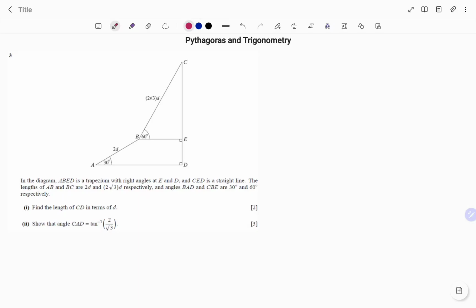In this video, I'm going to show you how to apply the Pythagoras theorem and the trigonometric ratio to right angle triangles.